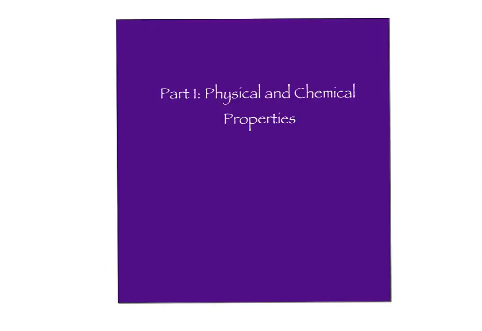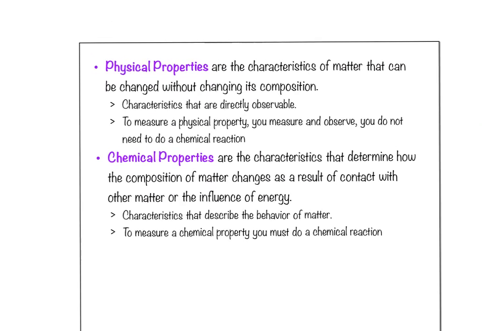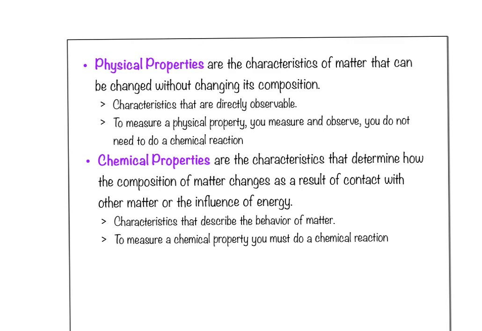All right, we're going to start by talking about properties. So there are two different types of properties. So physical properties. First of all, when you think about physical properties and chemical properties, I want you to think about every chemical as a separate, distinct character in a story. And every character in a story has a different personality.